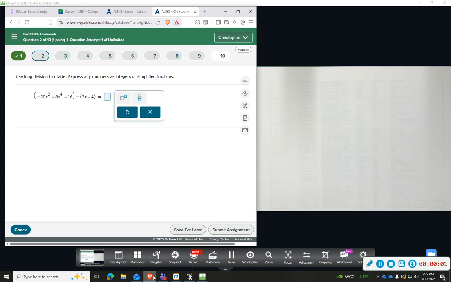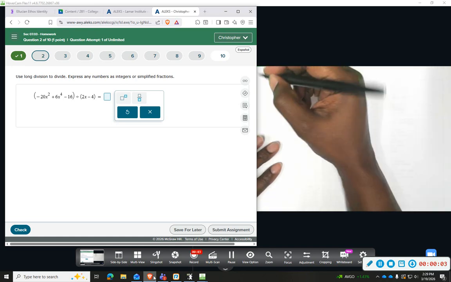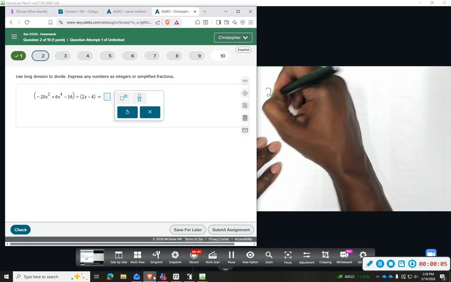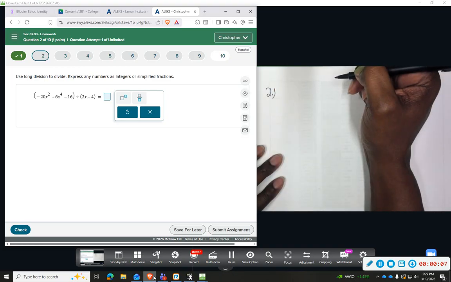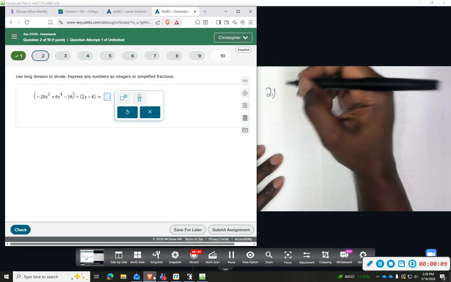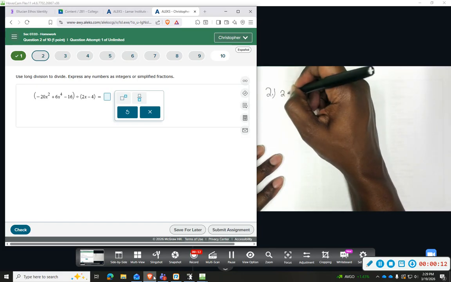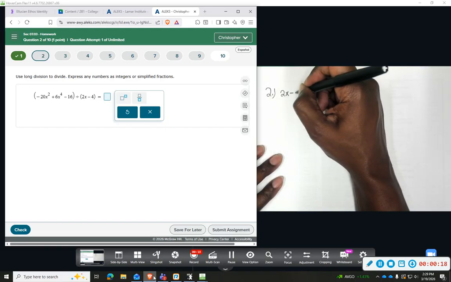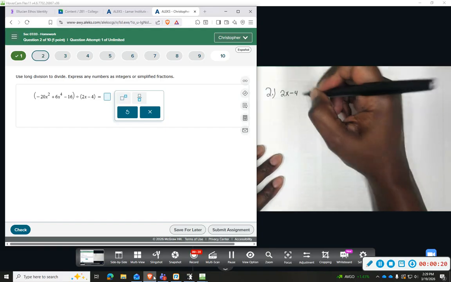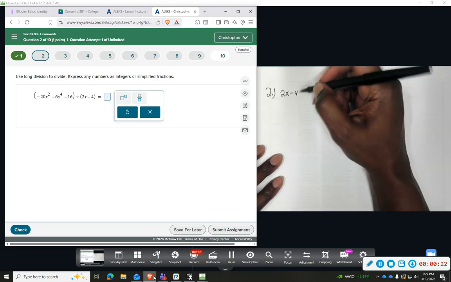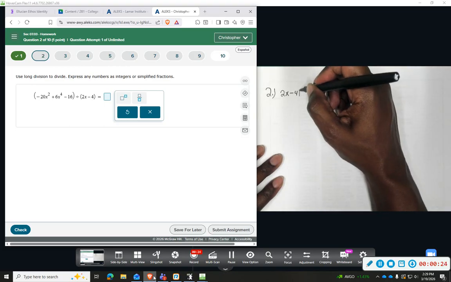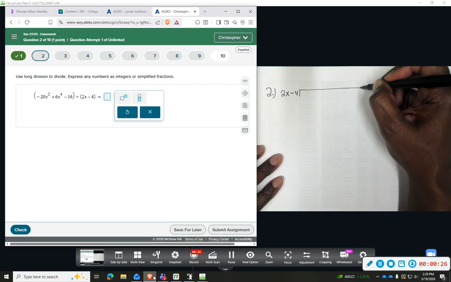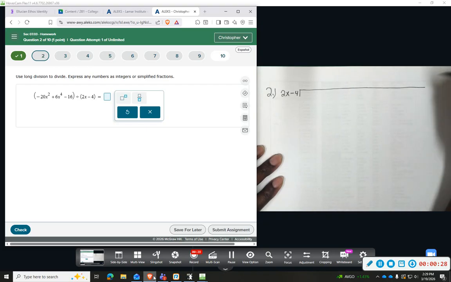All right, number 2, we want to use long division to divide. If you look at this problem carefully, notice that the polynomial is out of order, so we want to write it in order before we get started. Also, we are missing terms, so we're going to need placeholders to make sure everything stays lined up. But if not, I think it'll still work out, but it helps me to put the placeholders.